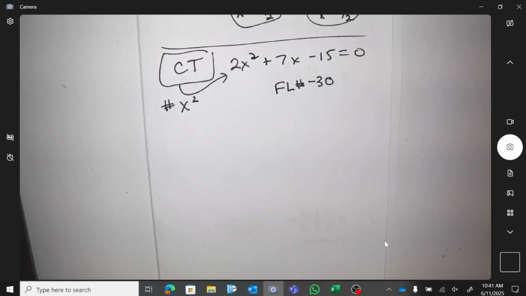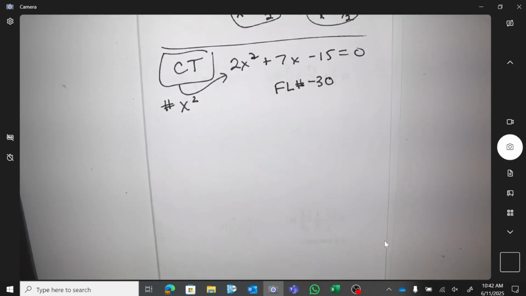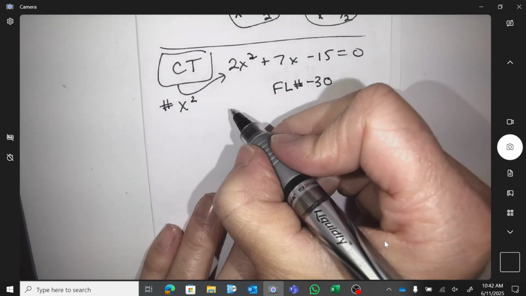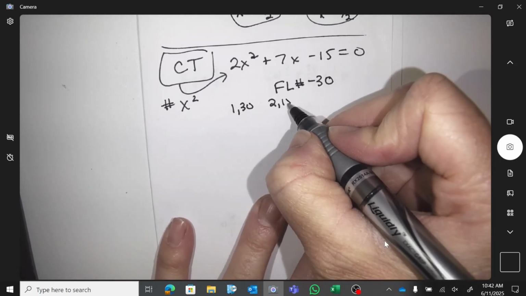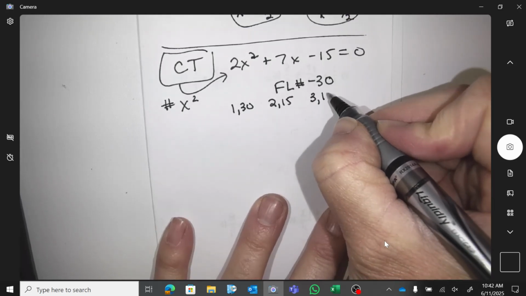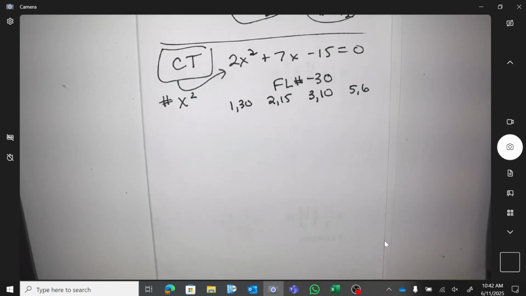Okay, so I'm writing my steps here. My first step is my FL number. So what do you think F and L mean? What's my first number times my last number? Negative 30. Do you see it? The 2 in the front, negative 15. One times 30, 2 times 15, 3 times 10, or 5 times 6. What did I do? I listed all the ways to multiply to 30.